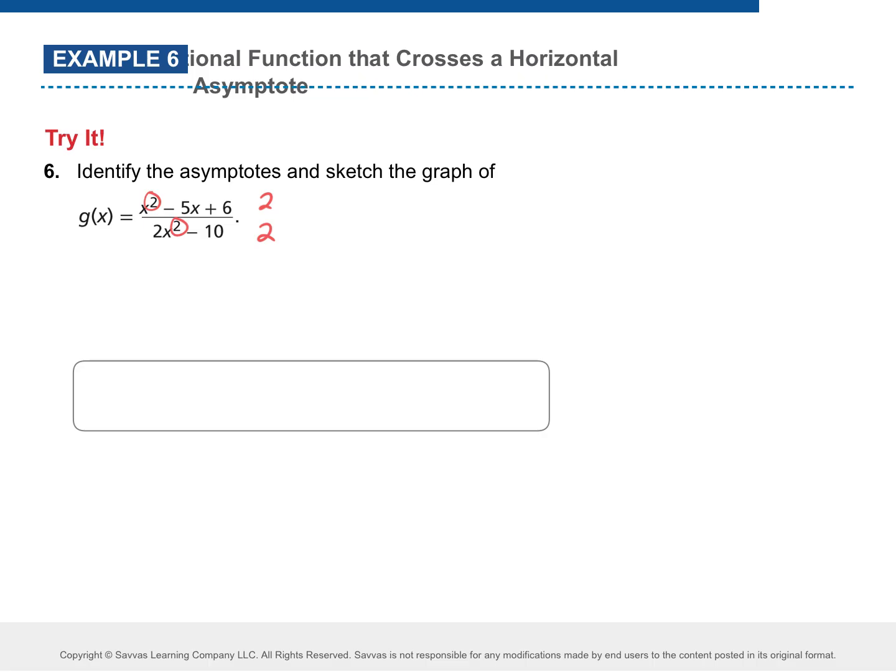Divide the leading coefficients. What's the leading coefficient of the numerator? 1. What's the leading coefficient of the denominator? 2. 1 divided by 2 is just 1/2, right? Or 0.5. How do I write my answer? Y equals 1/2. One more I want to look at today.